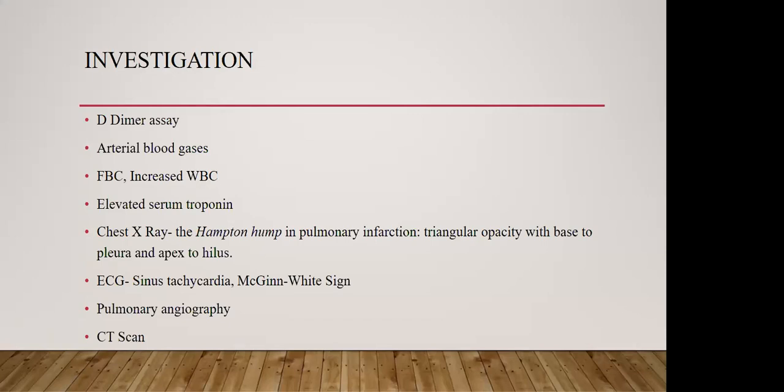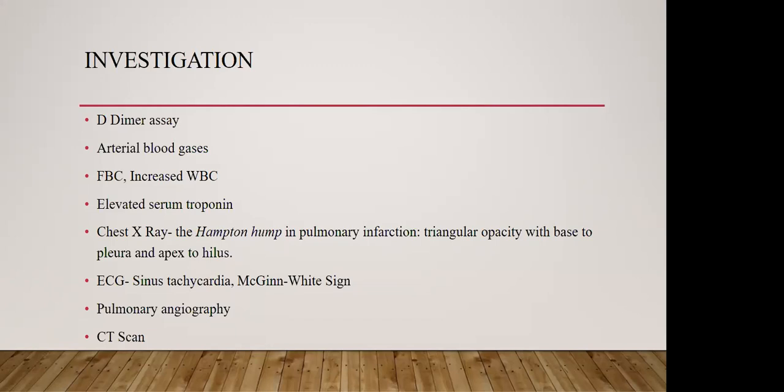There are other things that you can also do if you don't have your CTPA available at that point, even though we say that's the gold standard. There are other things that you can do. You can do an ECG for your patient where you see classic changes, what we'll call the McGinn-White sign on the ECG. You can do a chest X-ray sometimes. If you're lucky, you are going to actually find the area of infarct on the chest X-ray.